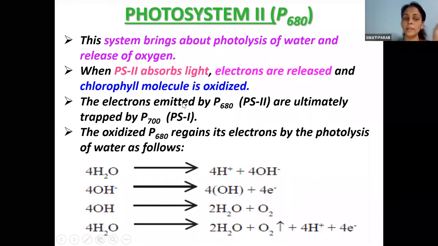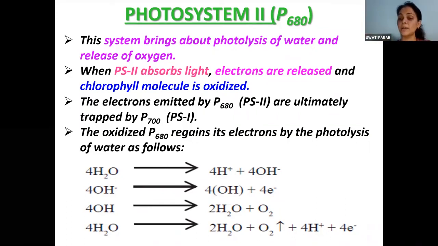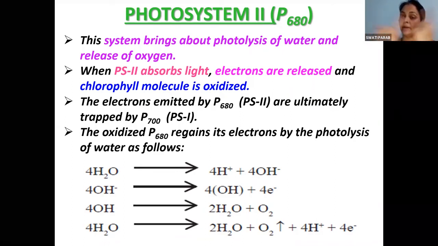Clear? The electron which is emitted from this P680 will ultimately be trapped by P700. Where will it go? It is going to go up to P700, which is PS1. So is it coming back to P680? No. When it is not coming back to P680, I'll say it is non-cyclic. And when the electron emitted by P680 comes back to P680, then I'll say it is cyclic.